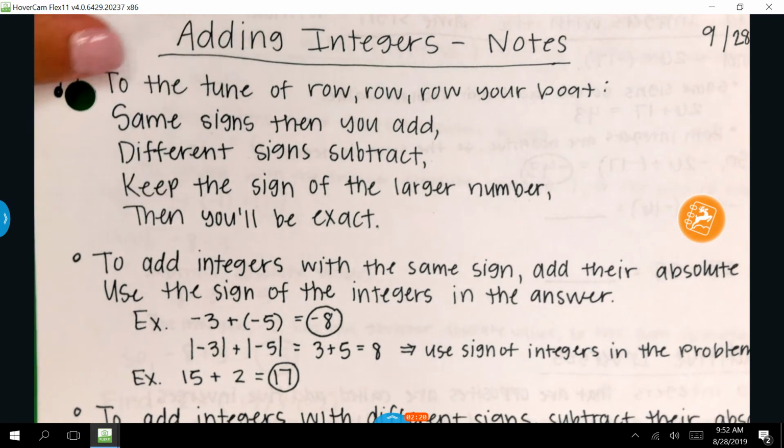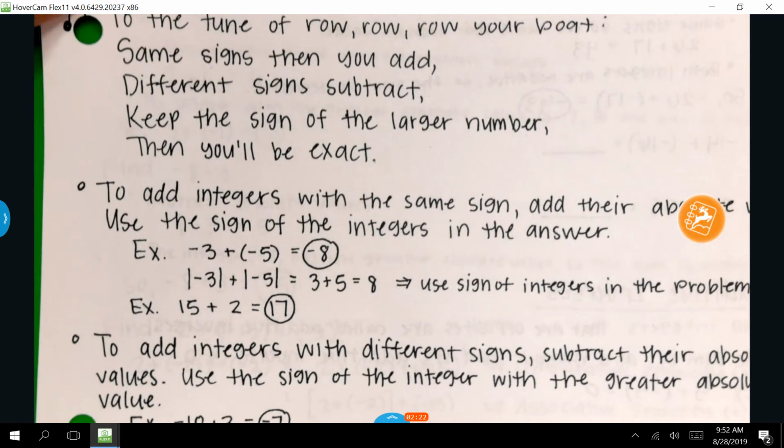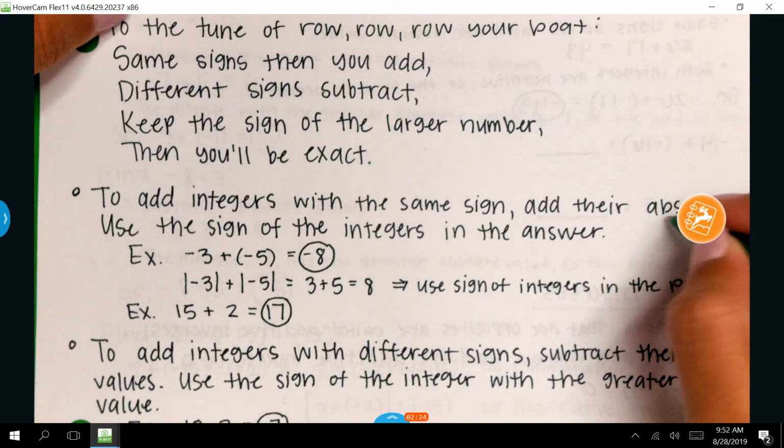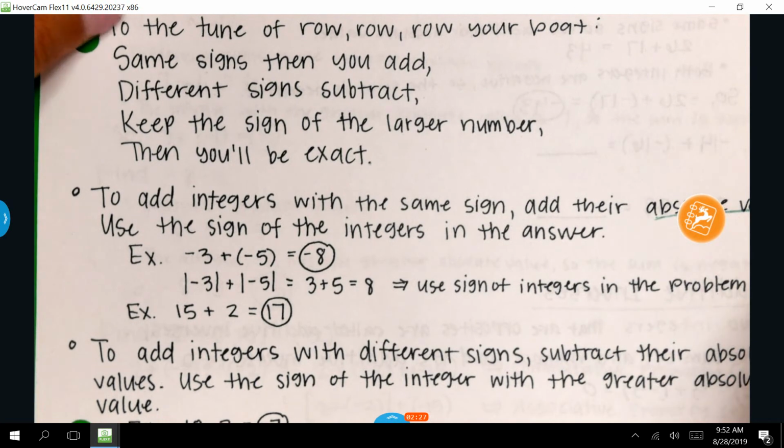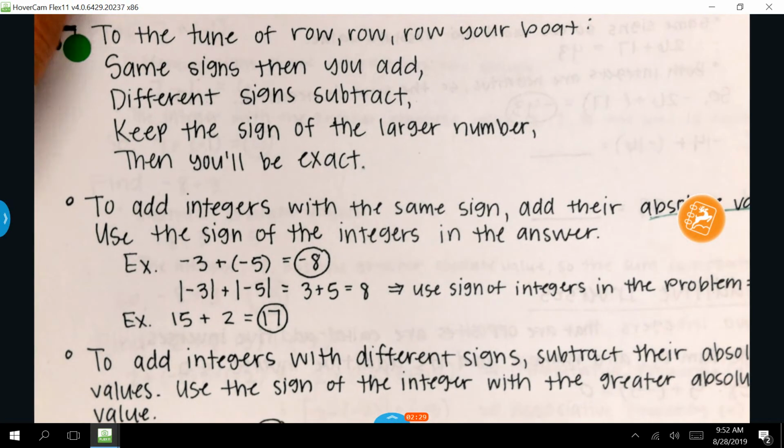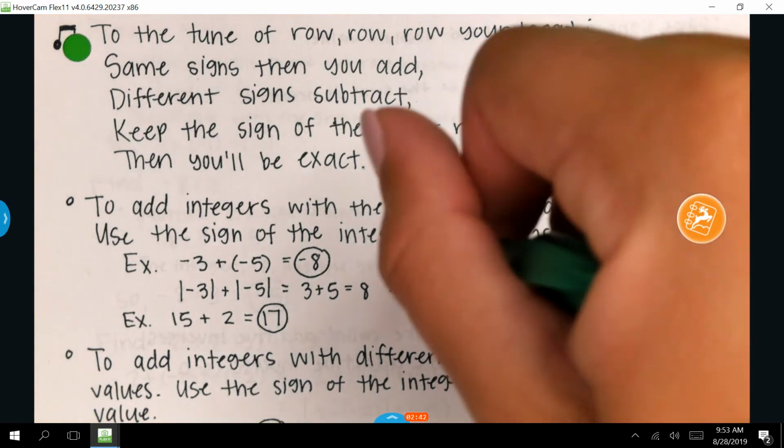Alright, so if we're adding integers with the same sign, we are adding their absolute values. So what does absolute value mean again? It's always positive. So that means you're going to be adding positive numbers even if it's negative, just so it helps us. Okay? So, once you add their absolute values, then you're using the sign of the integers in the answer.